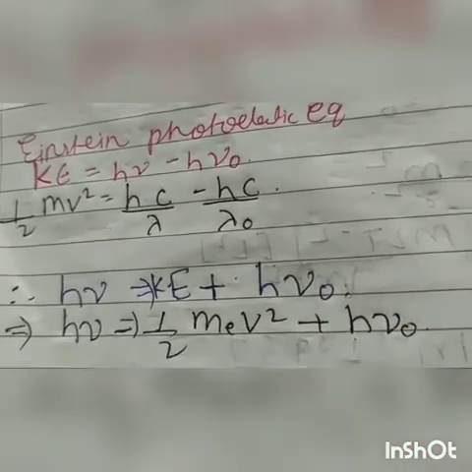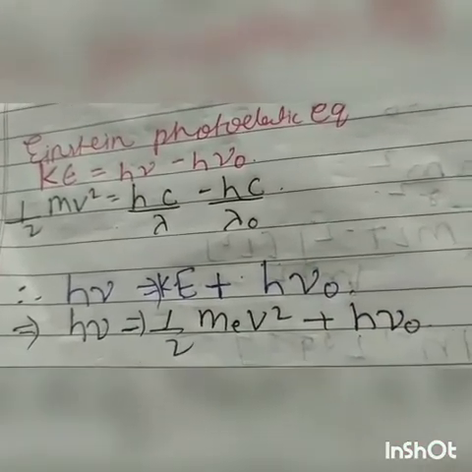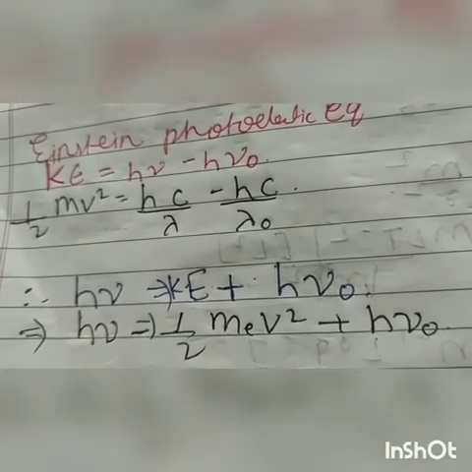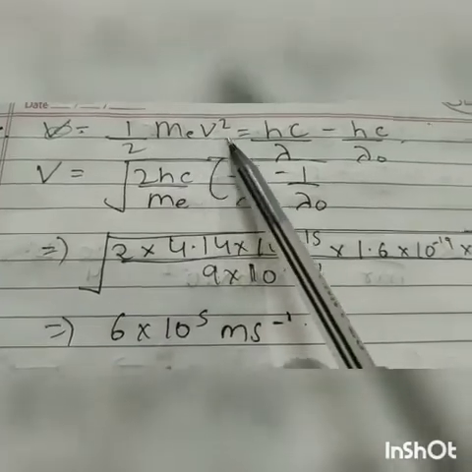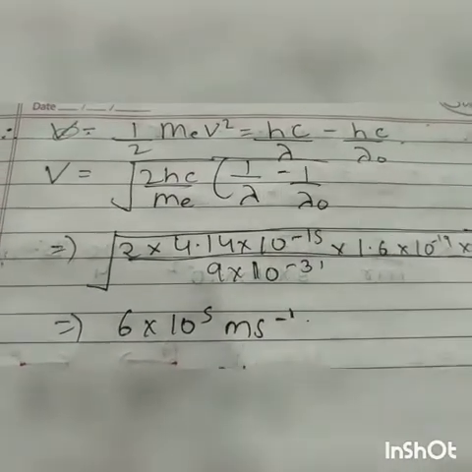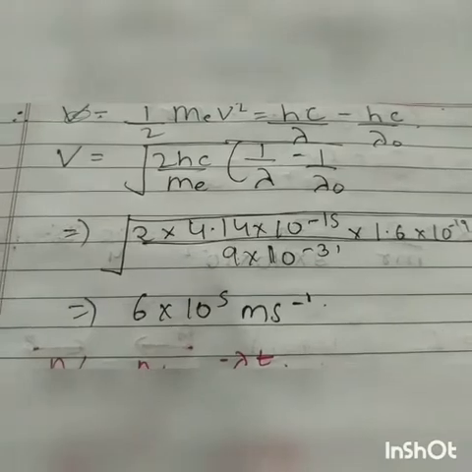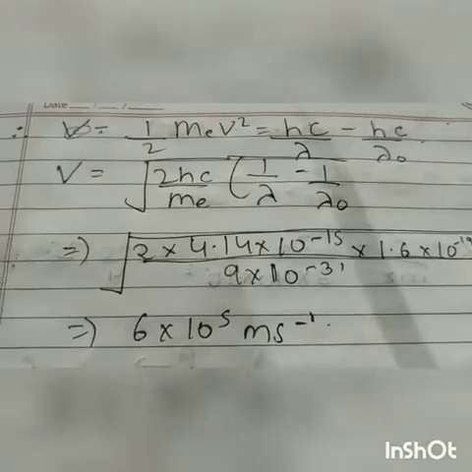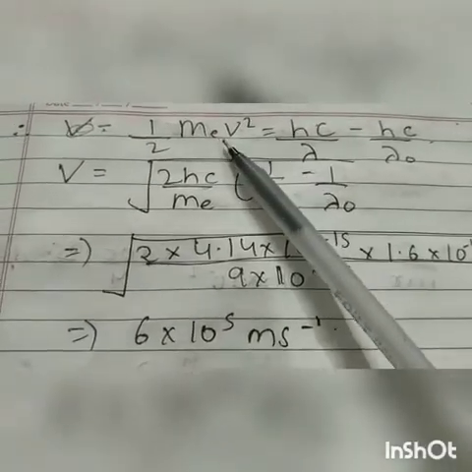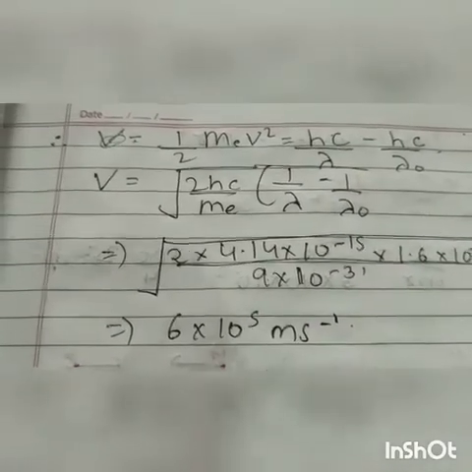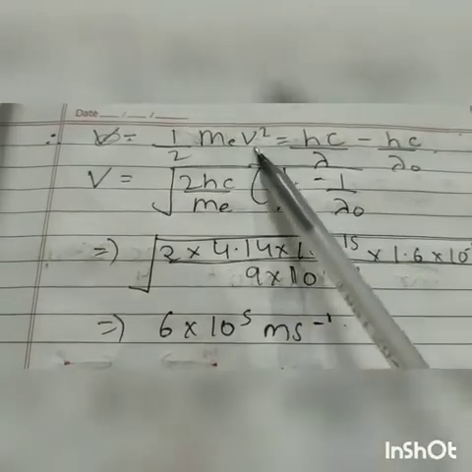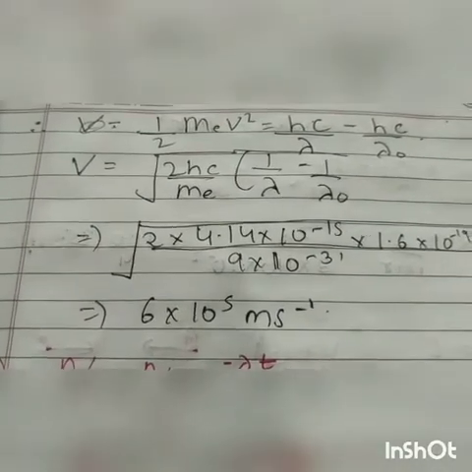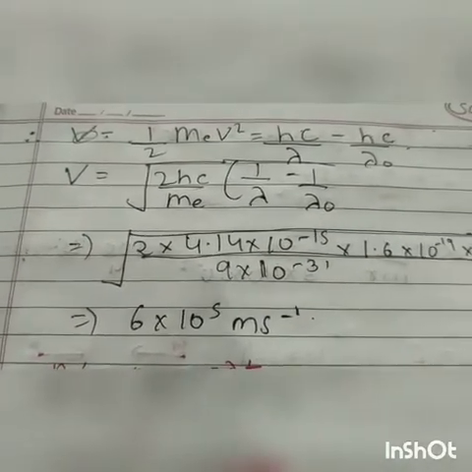So hν is equal to ½ m_e v² plus ½ m ν₀. So ½ m_e v² is equal to hc/λ minus hc/λ₀. So after bringing the velocity to the right hand side from the left and substituting the values, we get 6 × 10^5 meter per second. So it's 6 × 10^5 meter per second.